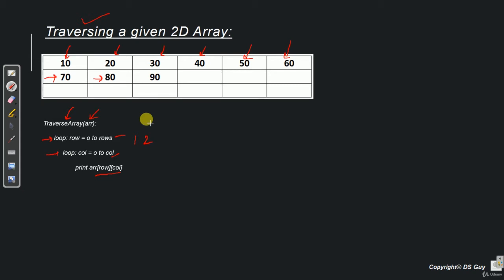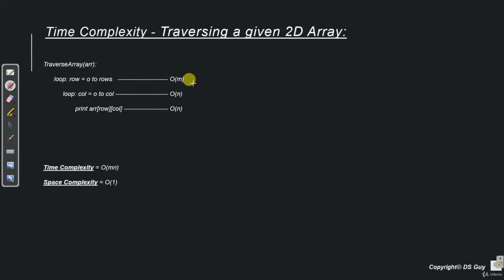Okay, so now I hope that this is clear. We'll move to the time complexity of this operation. Looping through all the rows will take order of m times, where m is the number of rows, and looping through all the columns will take n time, where n is the number of columns.